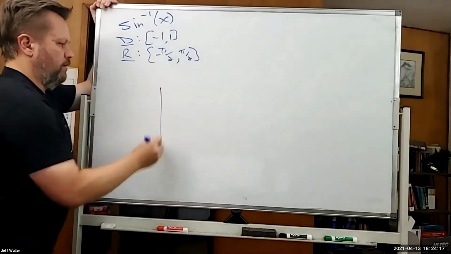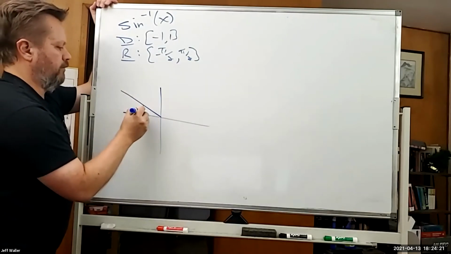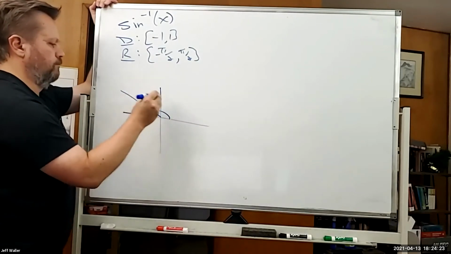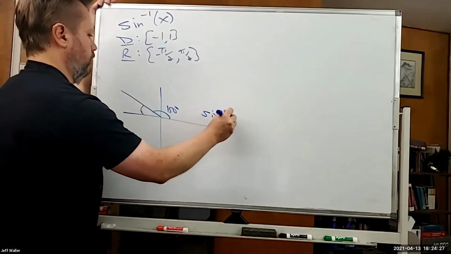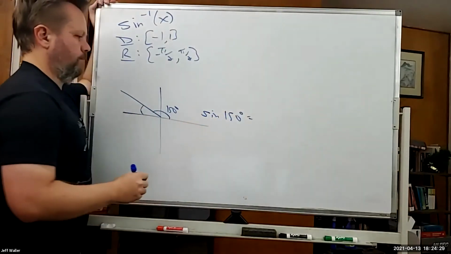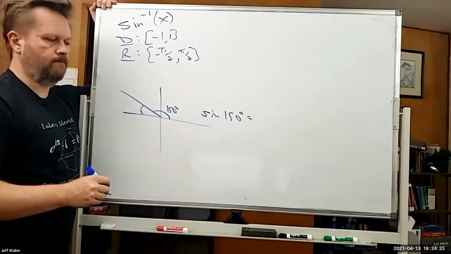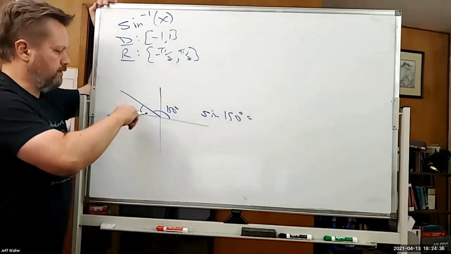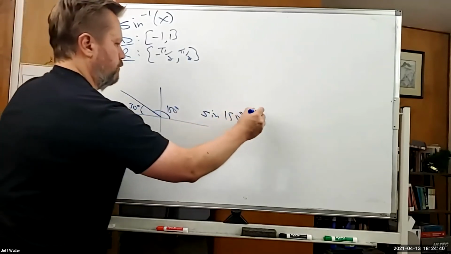So tell me this. What's the sine of 150 degrees? 1/2. Yeah, because it's got a reference angle of 30, right? So the sine of 30 degrees is 1/2.